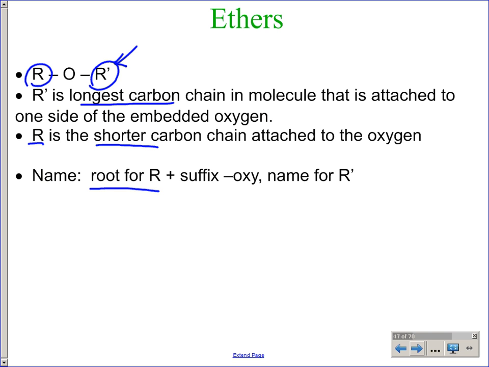So you have the root for R, so maybe it's meth. You've got oxy as the suffix. No methanol, no methyl, no methane, nothing like that. This is your suffix, and then you're going to add the second R group. So add that name.